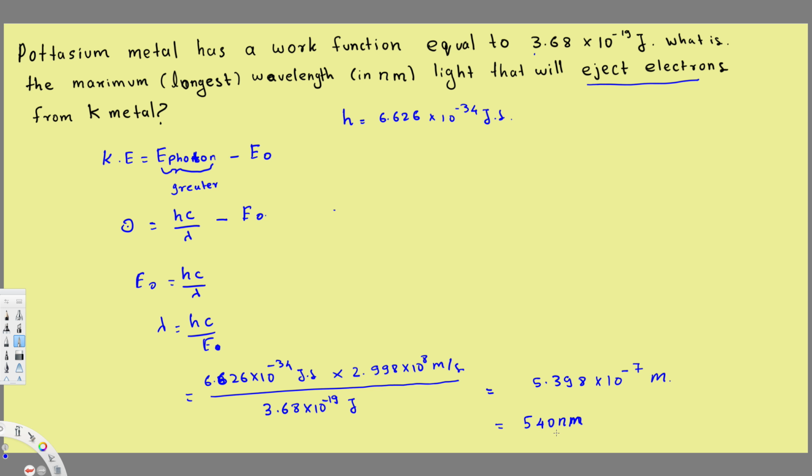That's what we calculated. But other than that, it should be less than that, like 539, 538, below 540, whatever the value, then it will eject electrons, because if you see the function hc over lambda, when the denominator becomes smaller, this value will become bigger, and that will be bigger than the work function. And that's how we determine this wavelength.